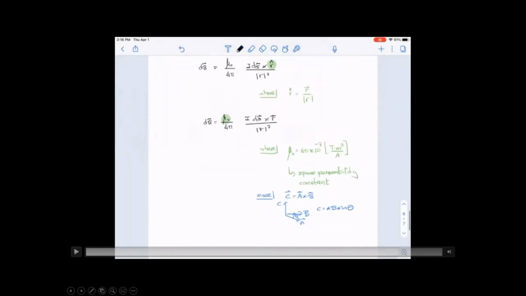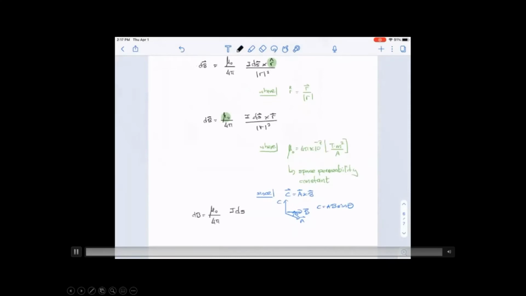All right, so this is the vector expression. This is the scalar expression of what you're dealing with. The sine of theta is going to be the angle between A and B. What that means is we can take this vector expression and represent it in terms of a scalar expression. Instead of using this one, now I'm using this one.